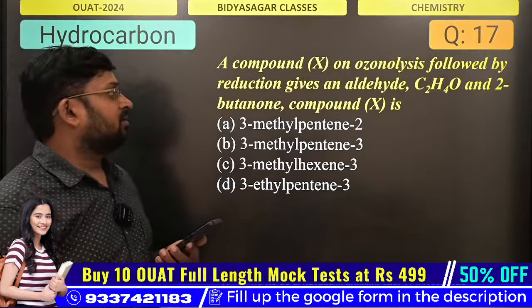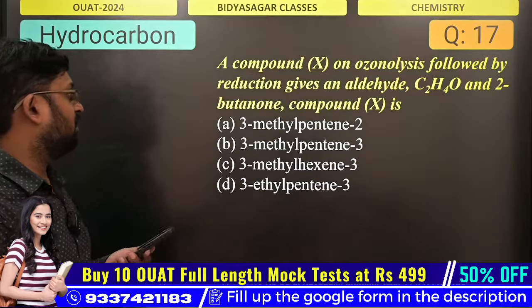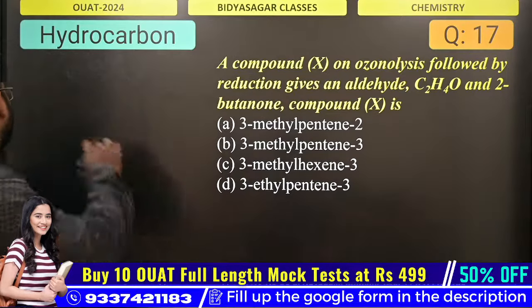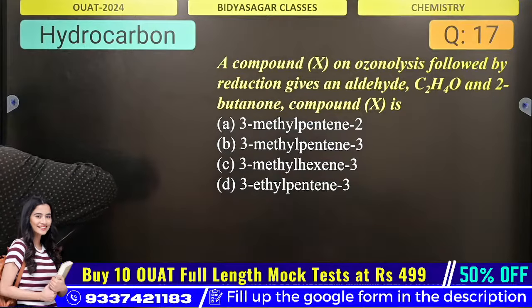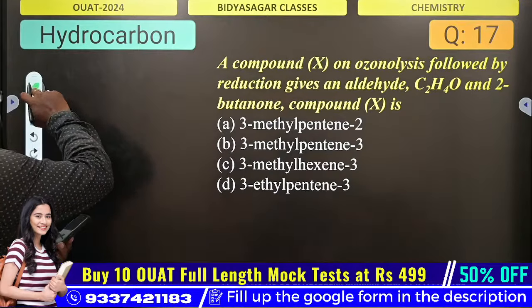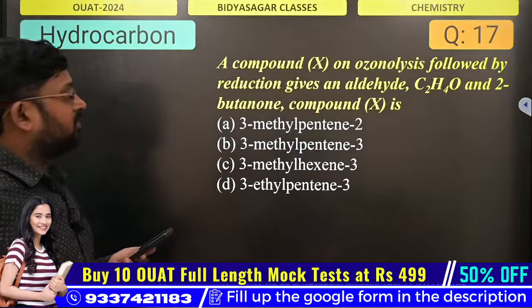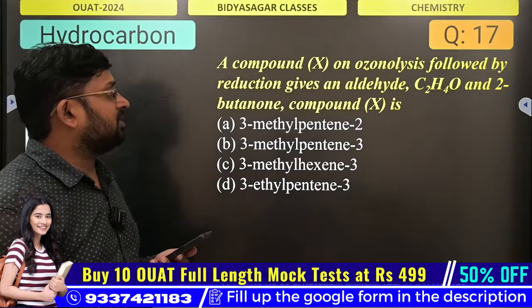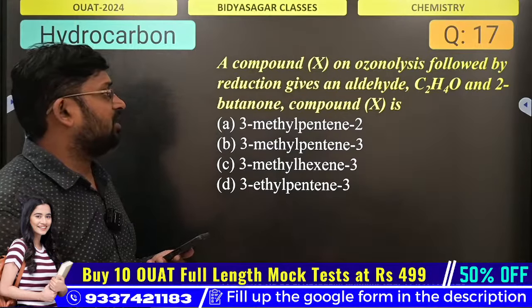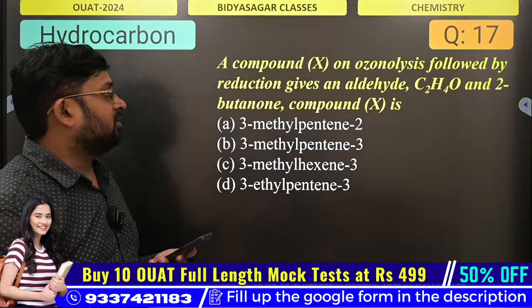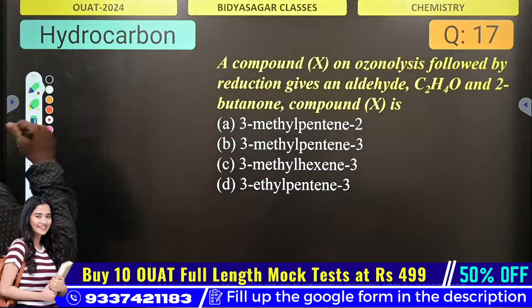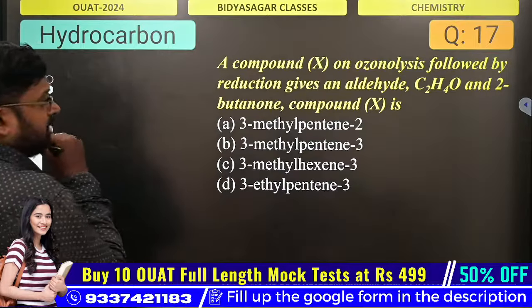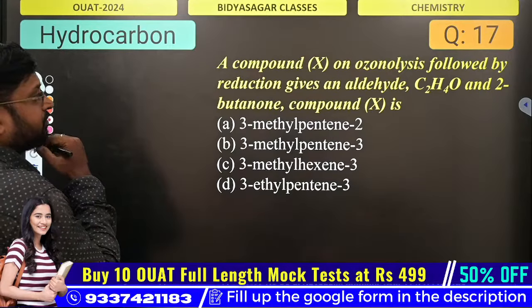So again this is related to the ozonolysis reaction. We'll discuss again. We have to find the compound. A compound on ozonolysis followed by reduction gives an aldehyde C2H4O. You have to see which compound that is.